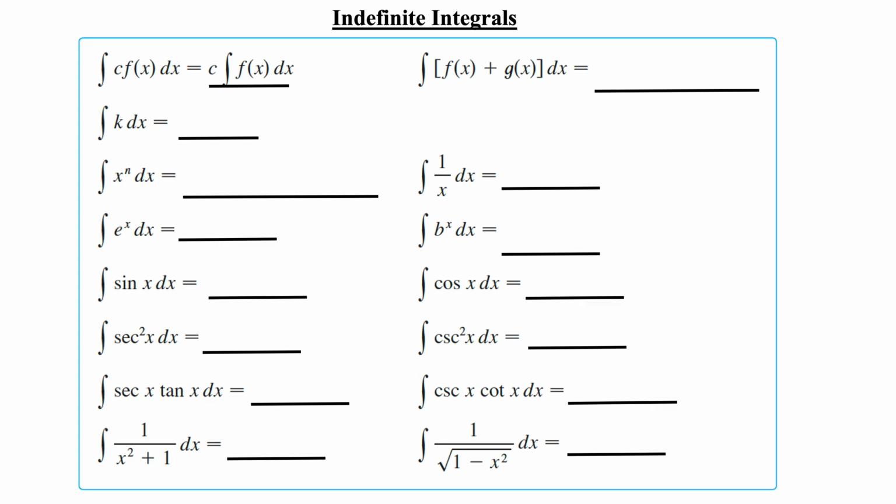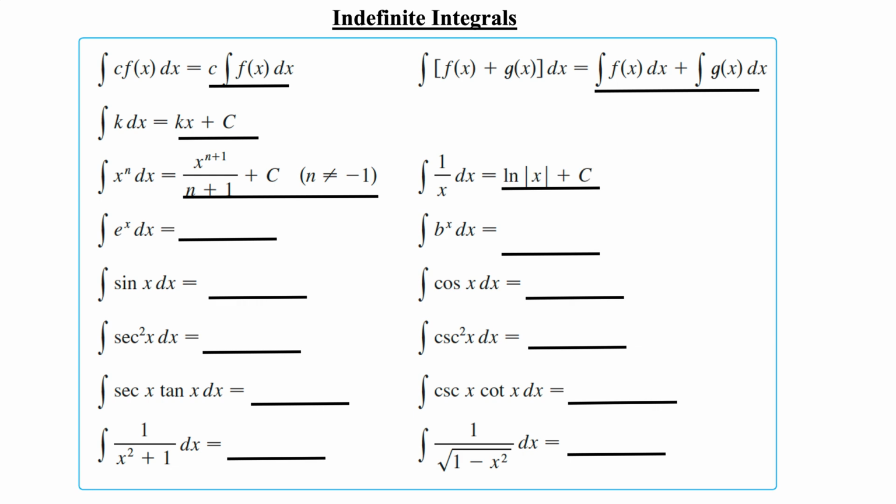All right, indefinite integrals. Let's rerun these one more time. If you have a constant c times an integral, remember you can factor that to the front. If you're adding or subtracting, same thing. We can add or subtract the two integrals separately. If we integrate a constant k, that's going to be kx plus c. X to the n dx was our power rule. Add 1 to the power, divide by the new power, plus c. Remember that your power cannot be negative 1.